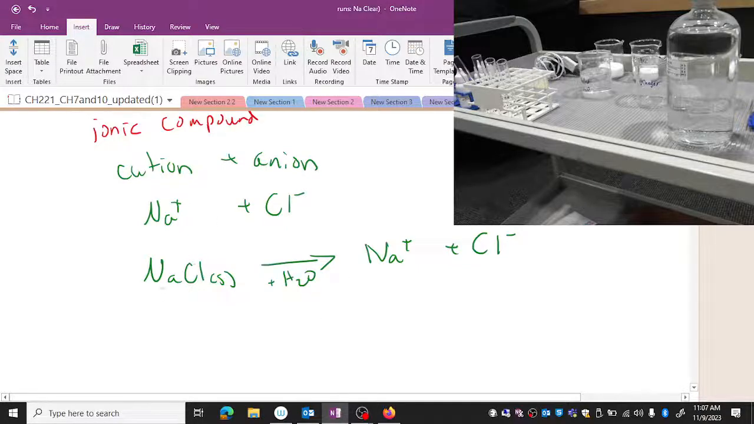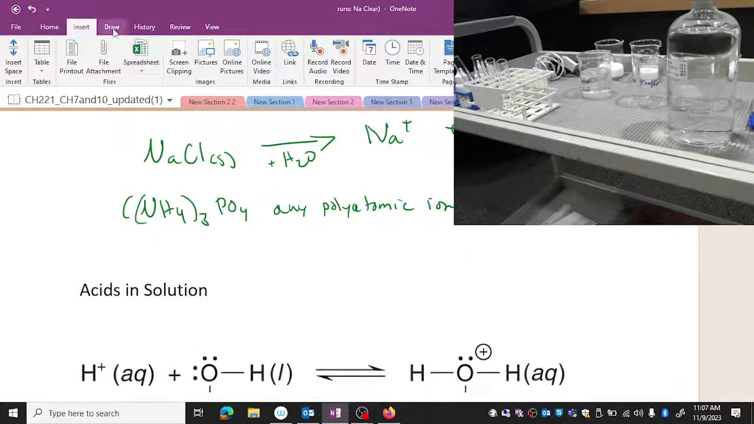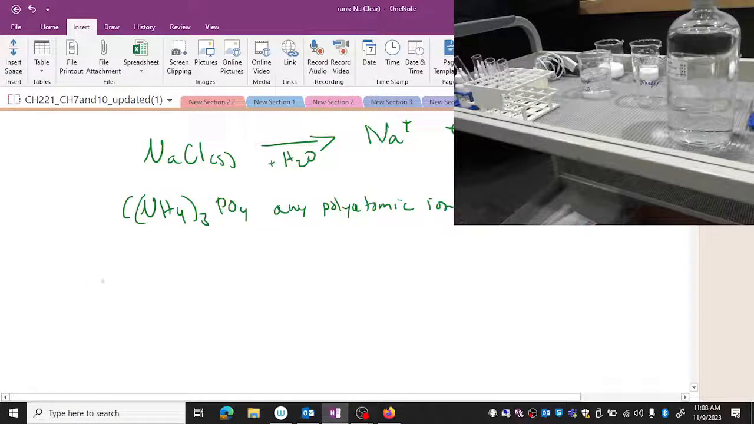And I'll just put an aside: this could also be ammonium phosphate, or any other polyatomic ions. All of those show the same behavior. And so now let's look at an organic molecule. We're going to look at sugar.